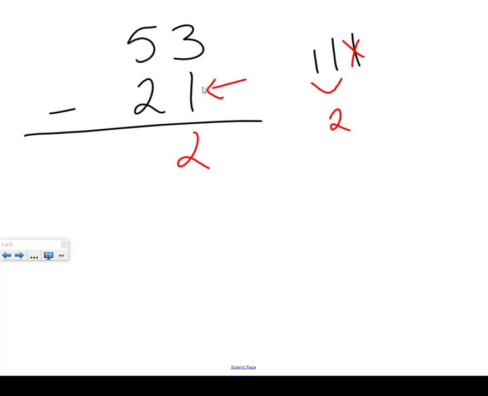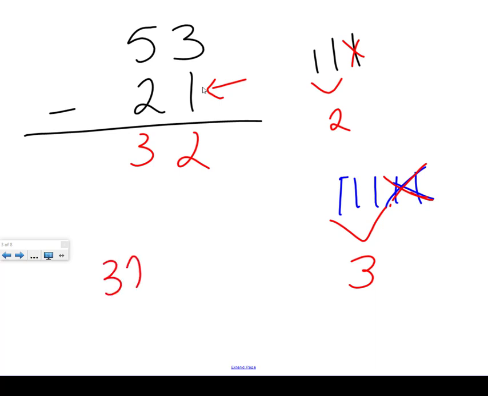All right, so now we're moving on to that second column, and I have 5. I need to take away 2 of them. I have 3 left, and so this is where my 32, that is my answer, came from. Okay. All right, let's try another one.